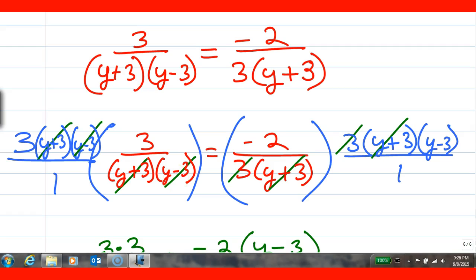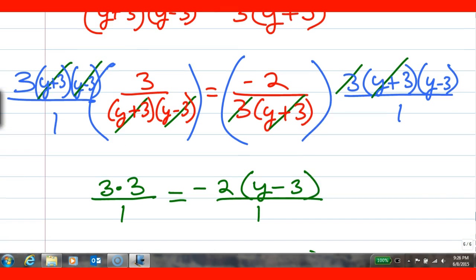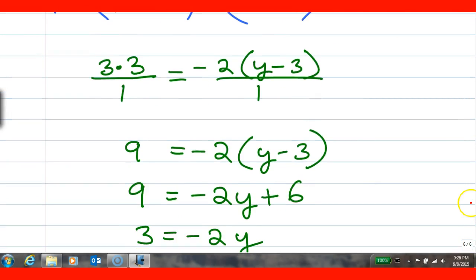So that when I pull those back together, what I've got left is a 3 times a 3, and then a 1 times a 1. So I end up with 9 over 1. On the other side, do some canceling as well. 3 and 3, the y plus 3, that cancels, so I'm left in the top with negative 2 times y minus 3 over 1. So simplifying that, I have 9 equals negative 2 times y minus 3.